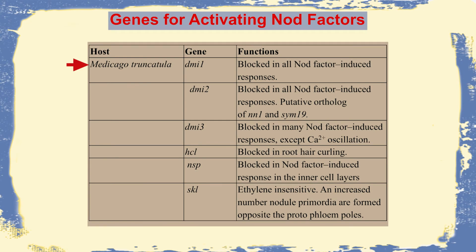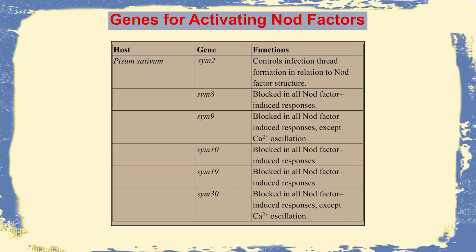In case of Medicago truncatula, the DMI1, 2 and 3 and HCl, different factors are there which are actually promoting the Nod factor activation. There is also the typical NSP, which is gradually helping in the differentiation of the inner layer, and the last one, that is Pisum sativum, it has got the SYM set of genes, SYM2, SYM8, 9, 10, etc. These SYM genes actually control the infection thread formation, and they also help in calcium ion oscillation, and definitely after the nodule formation is over, this activity is stopped.